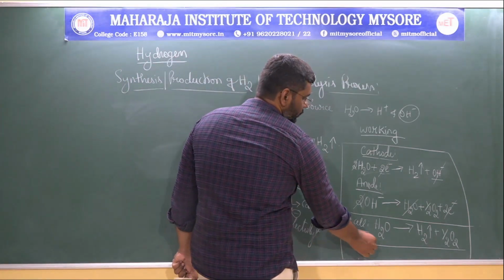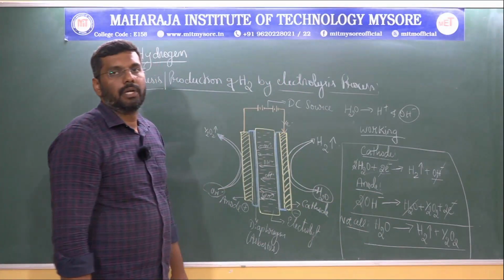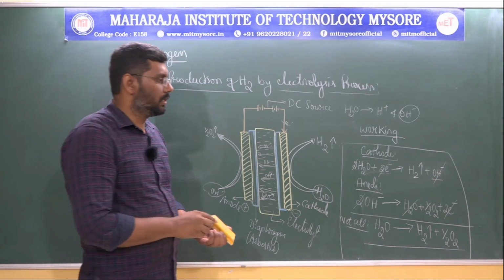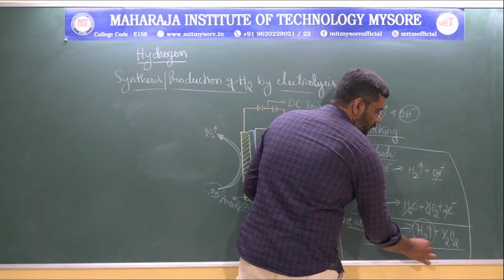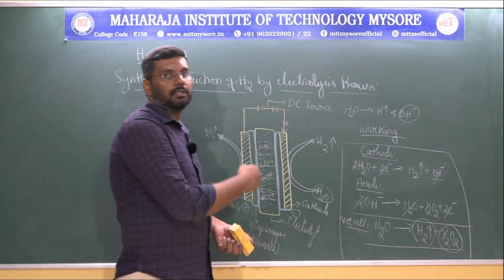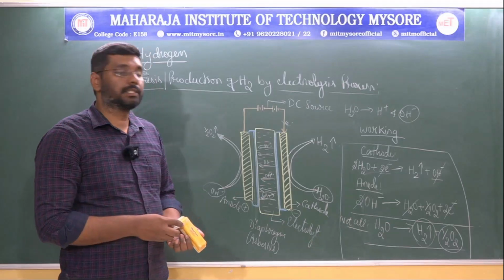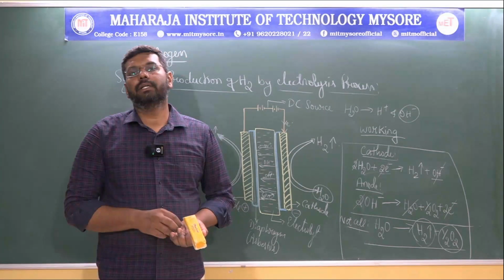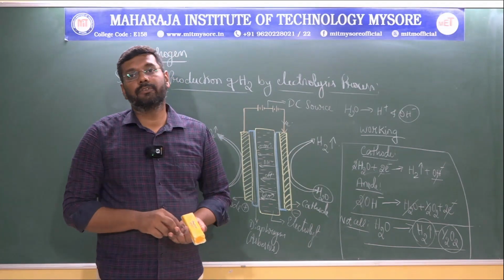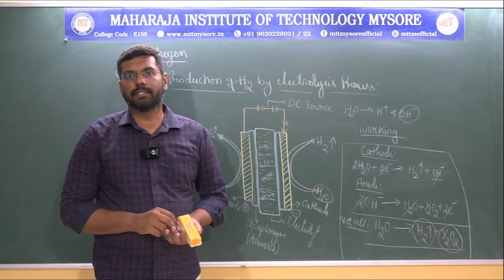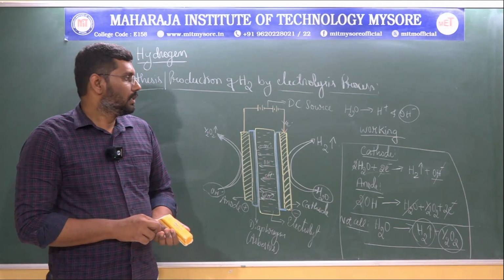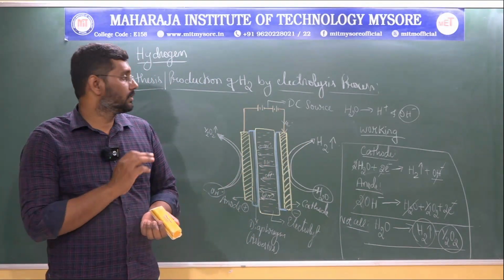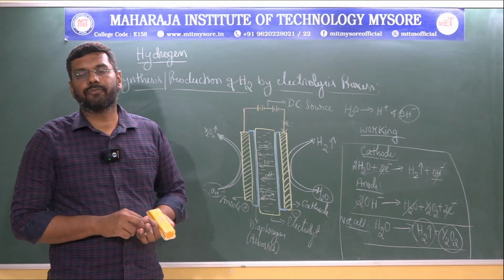And when you write the net cell reaction, it consists of water molecules giving rise to hydrogen gas and oxygen. So the released gases, hydrogen and oxygen, can both be collected separately in this electrolysis process by using separate chambers, and stored in cylinders. It can be used as a fuel, a green fuel, for the production of electricity or to run automobiles. So this is about the construction and working of the alkaline electrolytic cell for the production or synthesis of hydrogen.